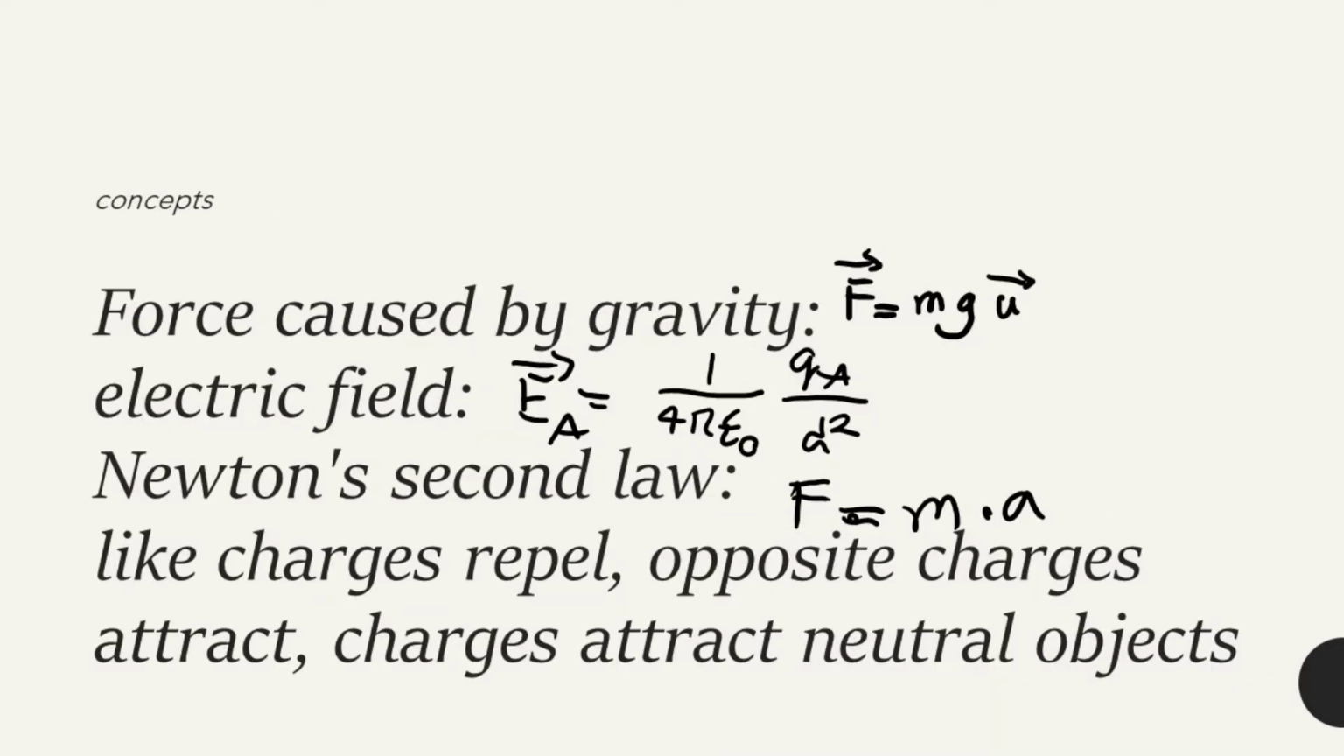The main concept that we're going to be using in this experiment is Newton's second law, which states F equals ma. And in the case of our experiment, we can apply that law to the gravitational force, which states F equals mg in the direction of the gravitational force. We also have to keep in mind the laws of electric fields, their formulas, and in addition to that, we have to remember that like charges repel each other, opposite charges attract, and any charged object attracts a neutral object.